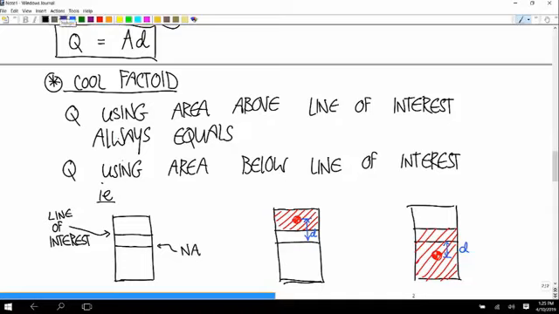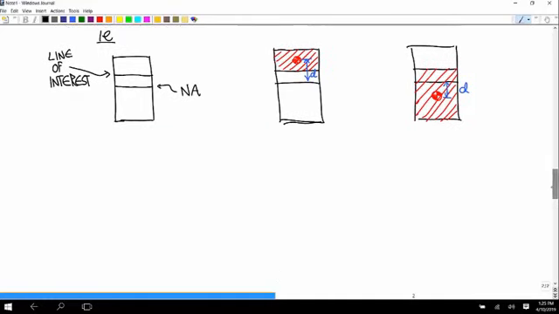All right, so now we know how to calculate everything we need to figure out the stress. So let's do a problem.